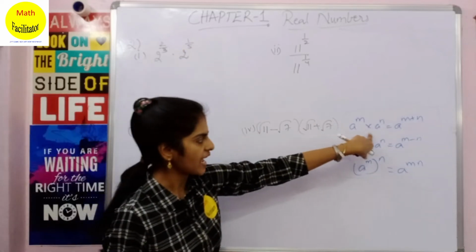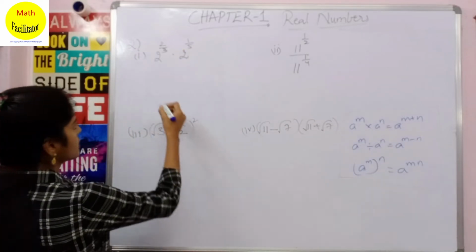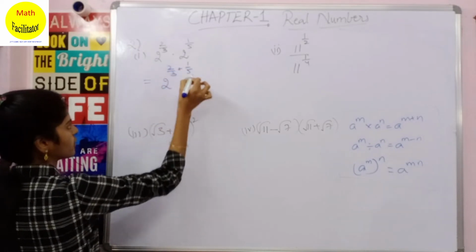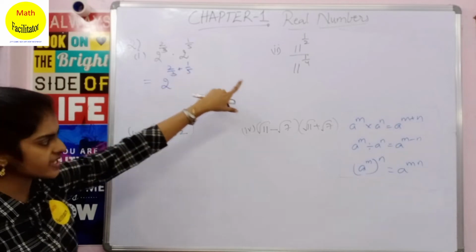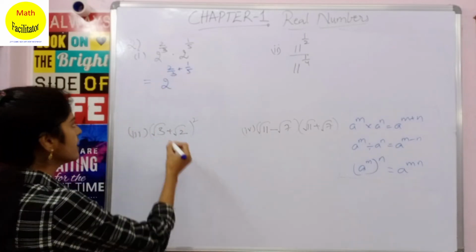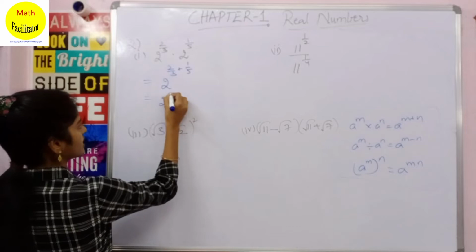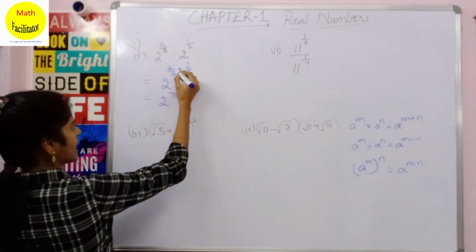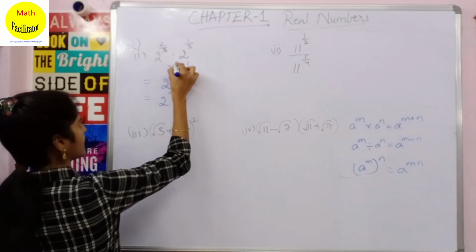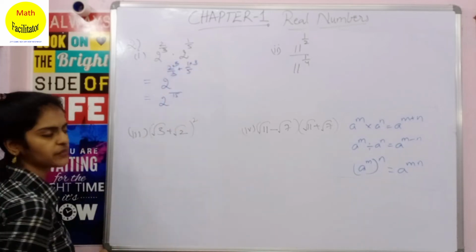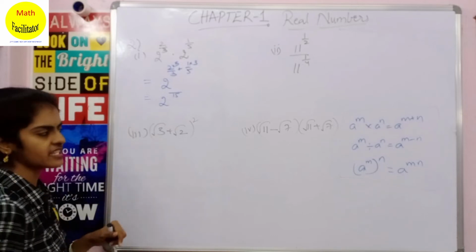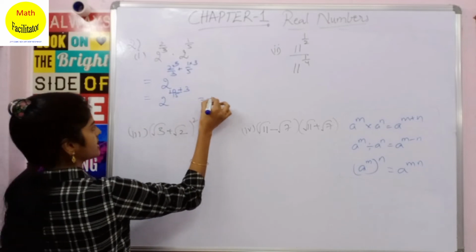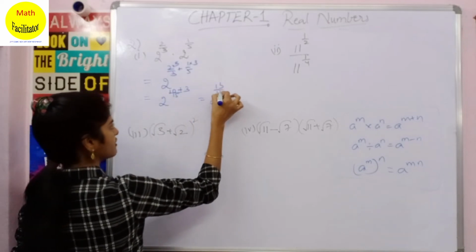It is of the form a power m into a power n. So what is it? a power m plus n. So this is nothing but 2 power 2 by 3 plus 1 by 5. The powers get added using this law of exponent. So this is nothing but 2 power... Now taking LCM, 3 and 5, LCM is 15. So now you will multiply this with 5 and here you will multiply with 3. I hope you are comfortable in taking LCM. So this is 10 plus 3. So this is 2 power 13 by 15.